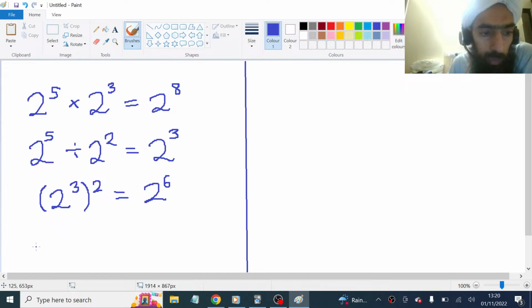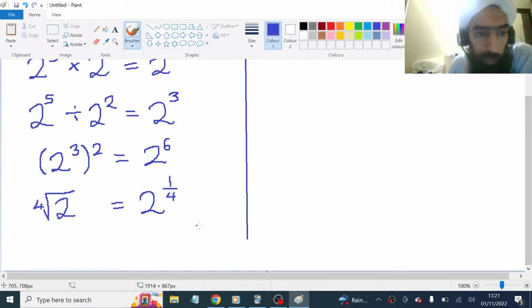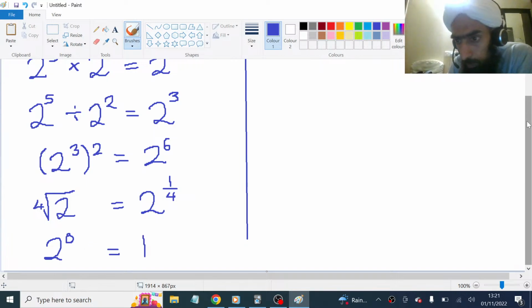Next one is square roots and cube roots and fourth roots. So let's take the fourth root of 2. This can be rewritten as a normal power, but the power would be a fraction. So if this is the fourth root, then we're looking for a fraction with 4 at the bottom, so that would be 1 over 4. And let's just add in one more, which is negative powers, or actually 0 power. So 2 to the power 0 is just equal to 1. Anything to the power 0 is equal to 1.